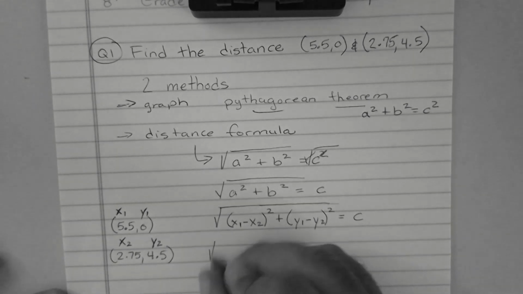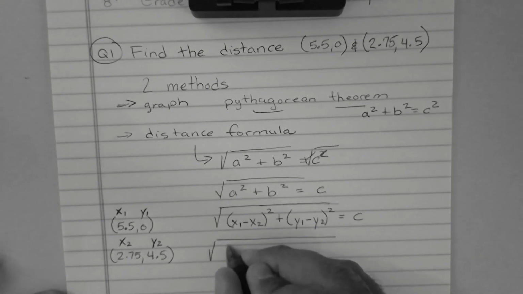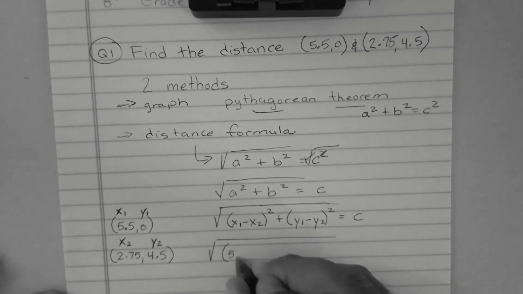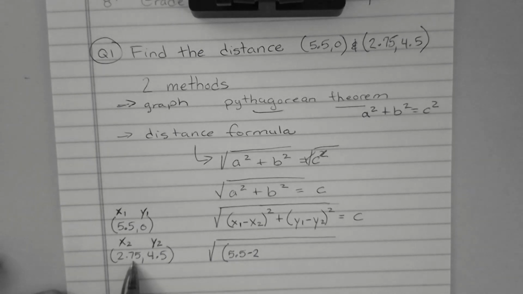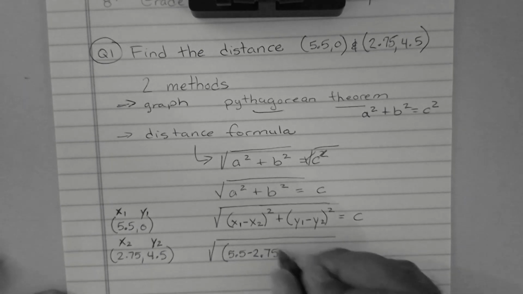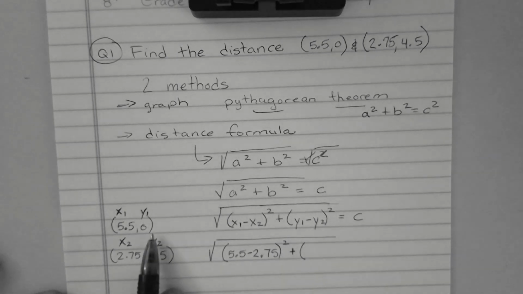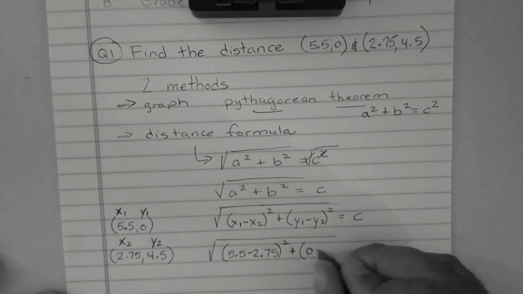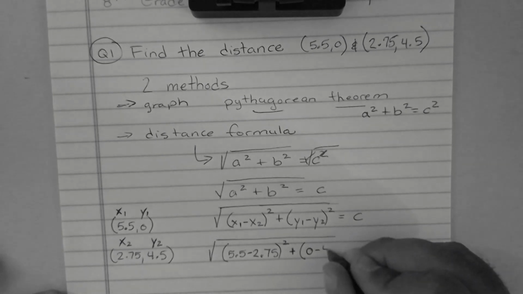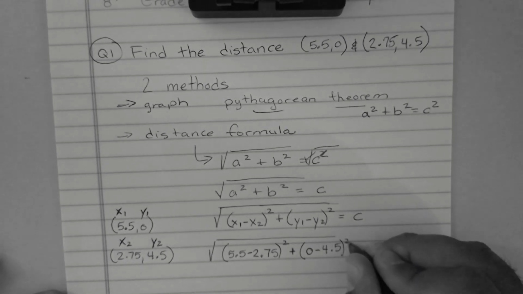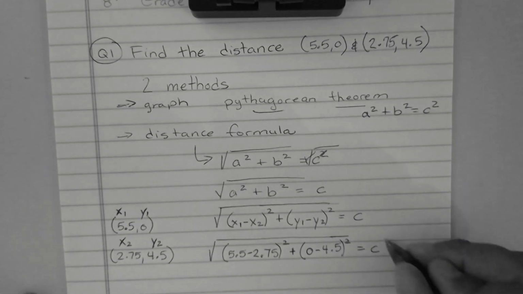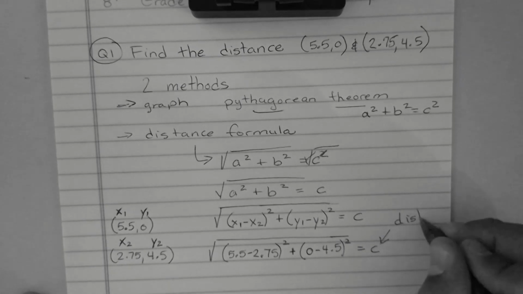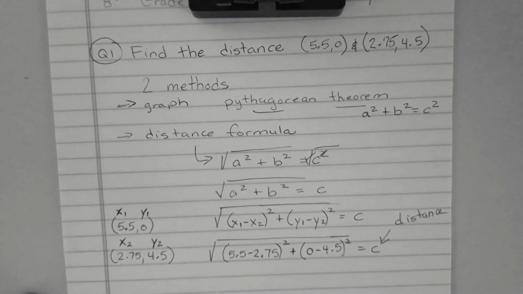So the next thing I'm going to do is plug it in. This will be parentheses. x1 is what? 5.5 minus what? 2.75. And we're going to square that. And then we're going to add. And what's y1? 0 minus what? Is equal to c. Which c in this case, guys, means distance. I want you guys to understand that. That's what the distance formula is about.